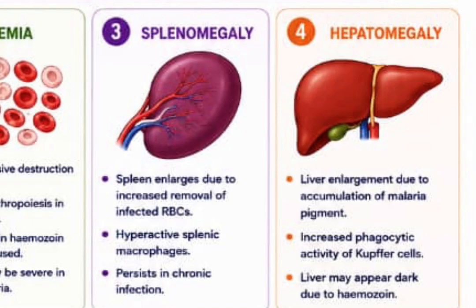The liver may appear dark due to hemosiderin. So the liver will be very, very dark. Why? Because its iron is trapped. There is destruction of RBC. Destruction of RBC releases hemoglobin, and that hemoglobin is stored as hemosiderin, which will make the liver dark.